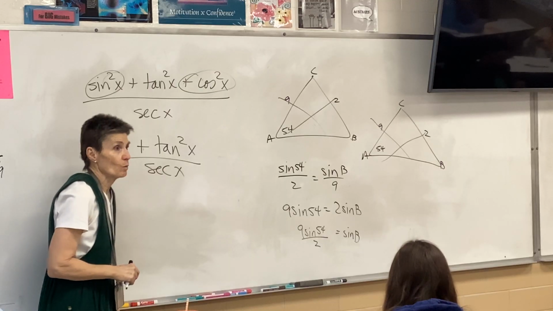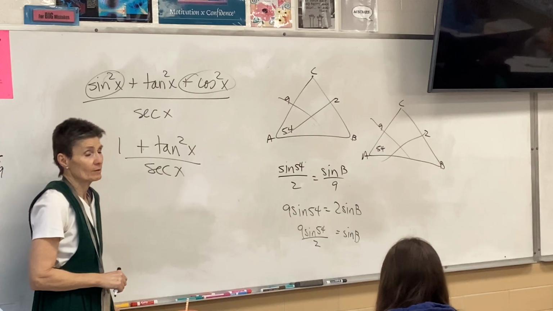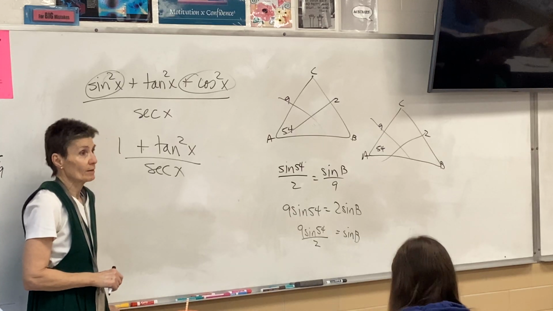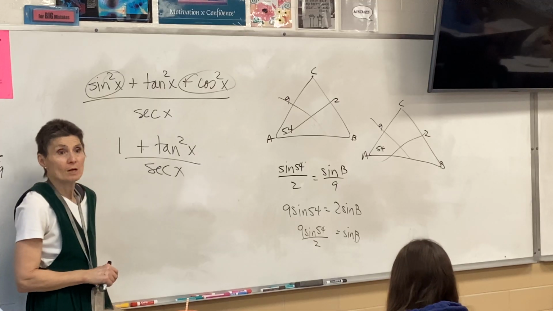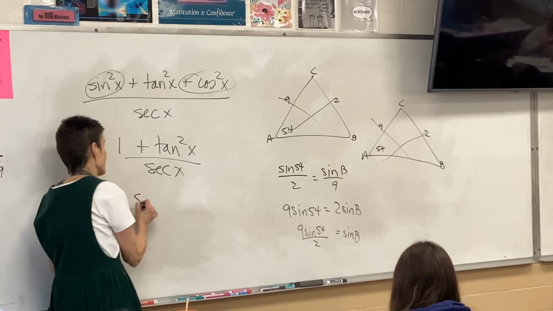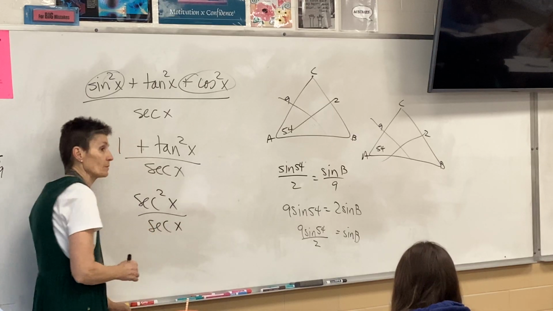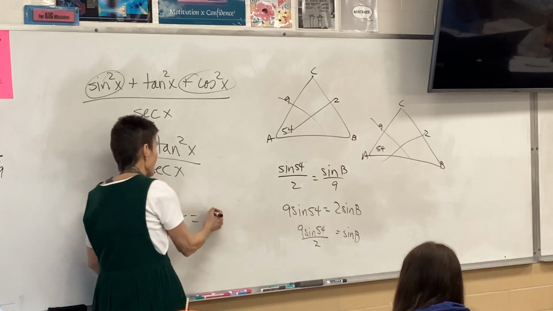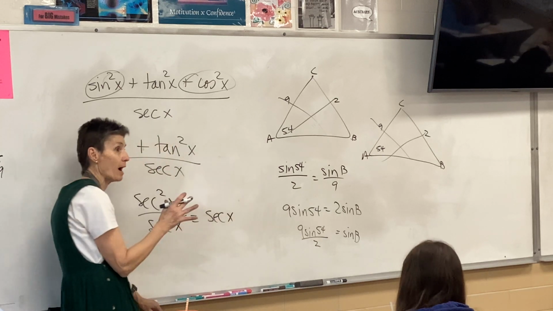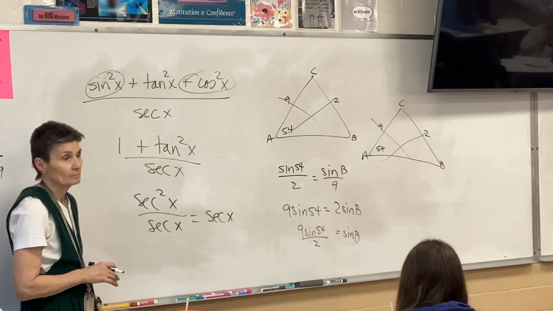So I have 1 plus tangent squared over secant. That looks like a quiz question. What's 1 plus tangent squared? Secant squared. And again, there's no magic there. It's on your paper. 1 plus tangent squared is secant squared. So I have secant squared over secant. They cancel. This time the extra secant is on the top. So my answer is just secant.